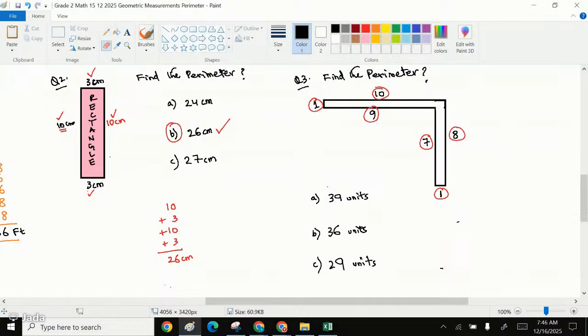We are here to learn. So let's see. If I take the first side, that was 10. I've taken this plus 1, plus 1, plus 9. So now I know this is already 20, right? Plus 7, plus 1, that is 28 already. And 28 plus 8 is? That is 36. Option B was the correct answer.